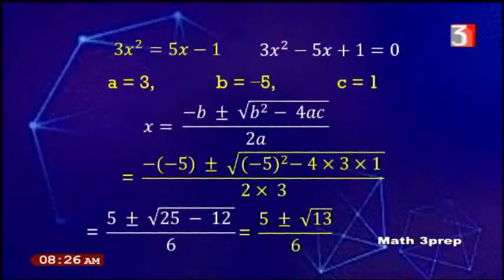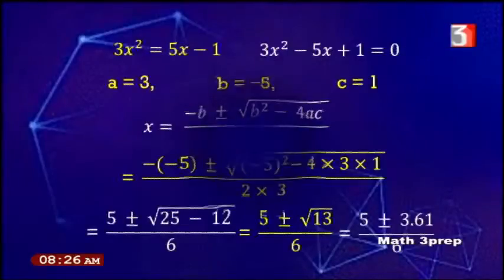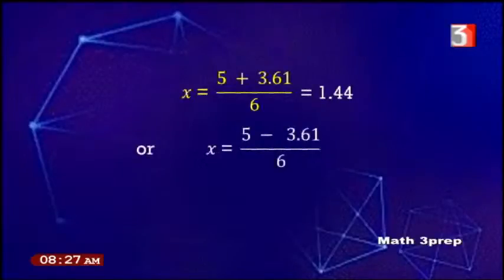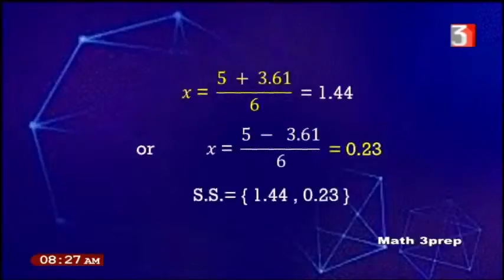In this case, we can find that the solution set will be 5 plus or minus 3.61 over 6. And here we can say that the solution set after approximation is x equals 5 plus 3.61 over 6, which gives 1.44, and the other one is x equals 5 minus 3.61 over 6, which gives a result after approximation as 0.23. So in this case, we can find that the solution set equals 1.44 and 0.23.